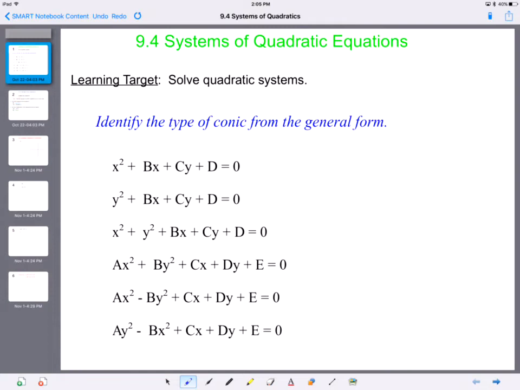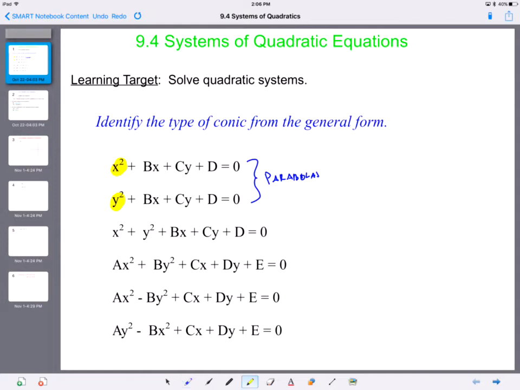We've talked about this throughout the conic sections, but let's make sure that we understand how to identify which conic we're looking at. The first question is, how many square terms do we have? If we only have one square term, which we do in the first two cases, then we know that these will be parabolas. Parabolas are the only ones that have only one squared term.